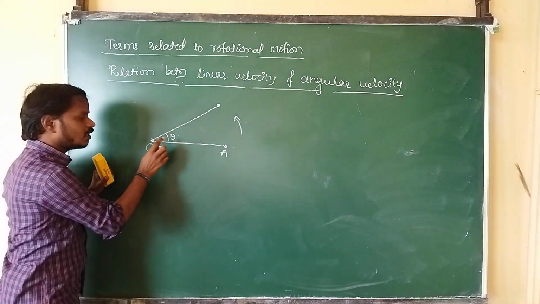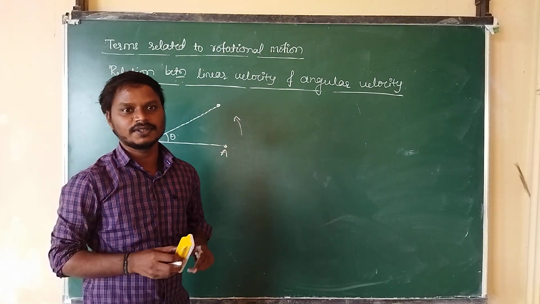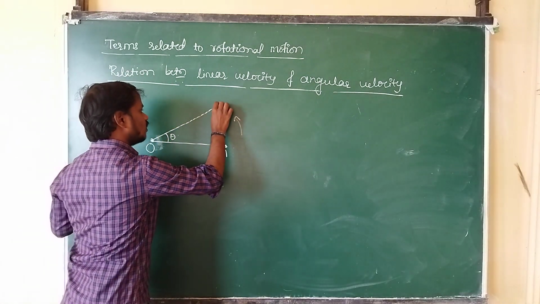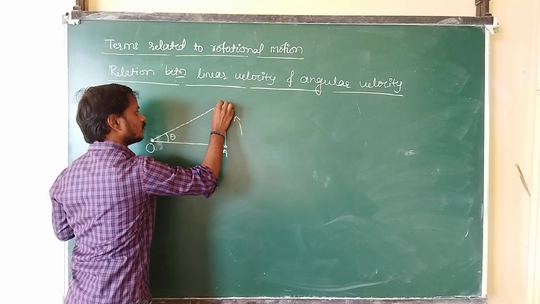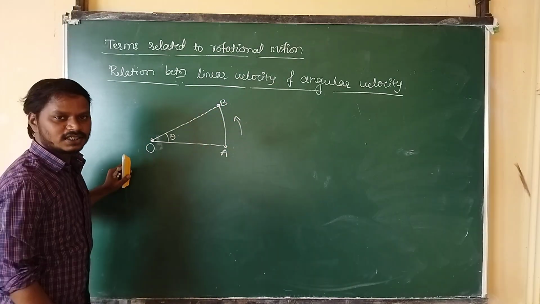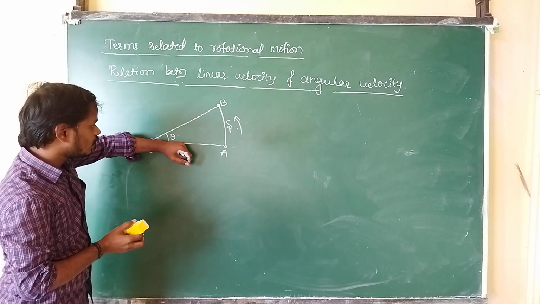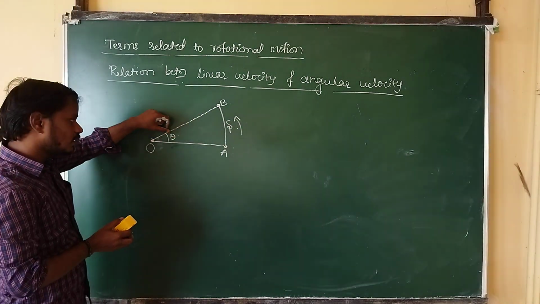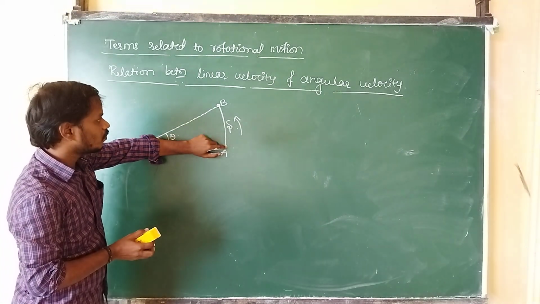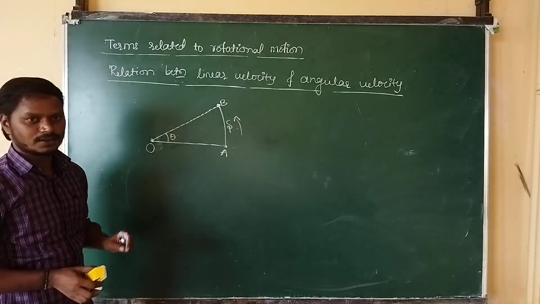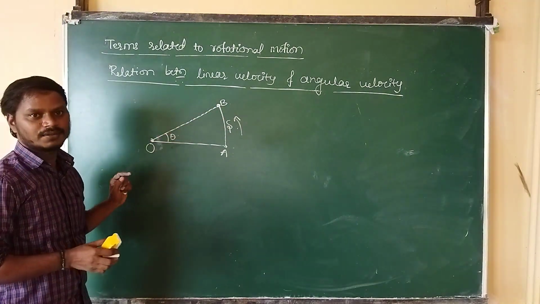So that is why angular displacement is a vector quantity, and also angular velocity is a vector quantity. And the distance covered by the rotating body from A to B can be taken as S. So the angle covered by the rotating body from A to B is theta, and the distance covered by the rotating body from A to B is S. It has linear velocity and also angular velocity.